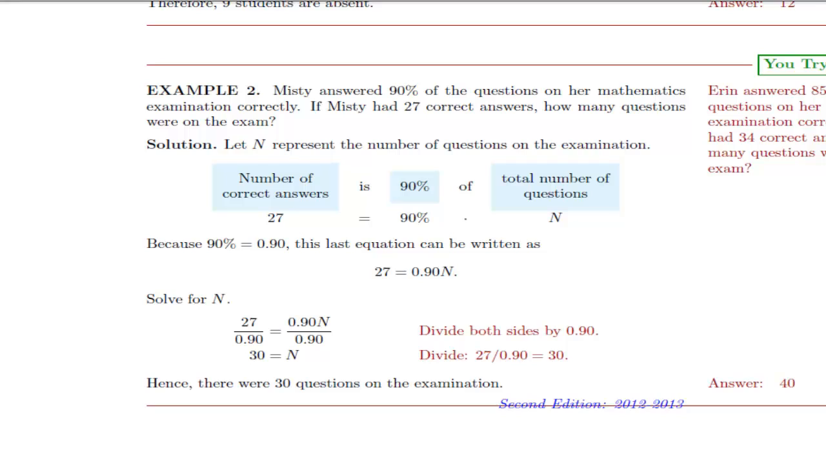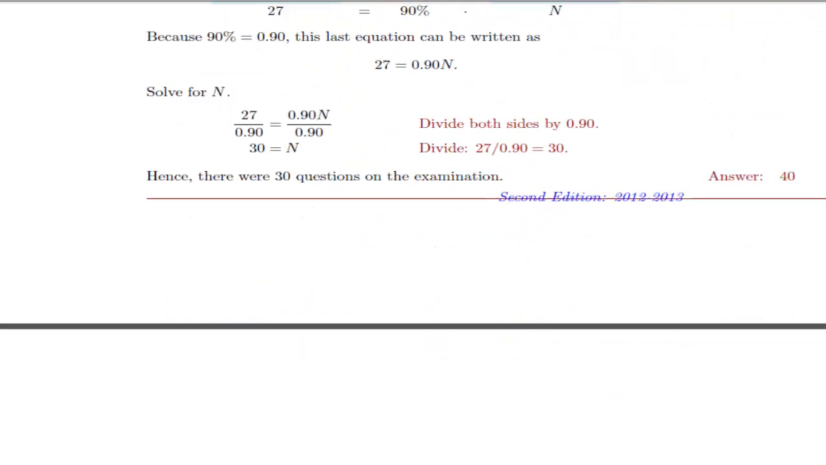Solve for n. Divide both sides by 0.90. On the right, 0.90 times n divided by 0.90 is n, and on the left, 27 divided by 0.90 is 30. Hence, there were 30 questions on the examination.